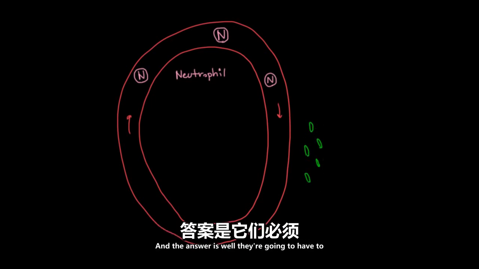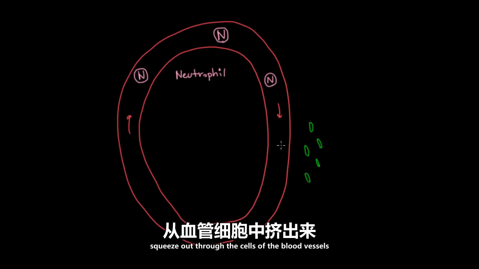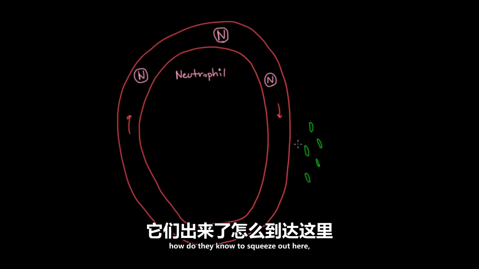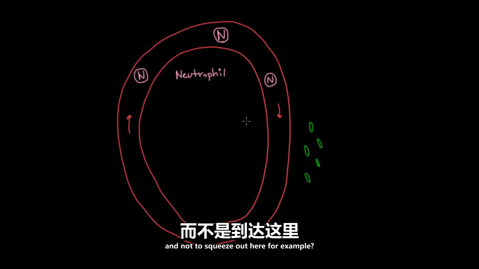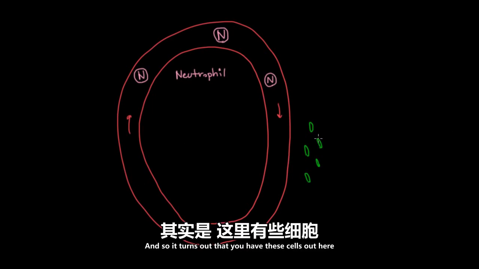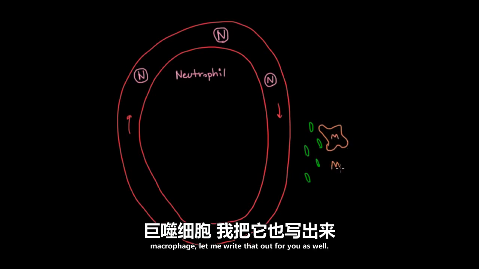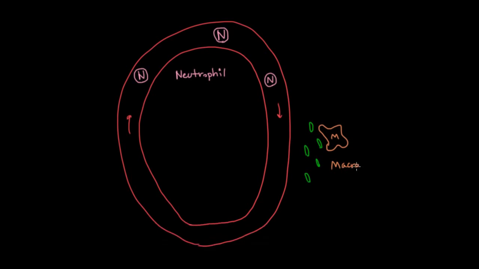And the answer is, well, they're going to have to squeeze out through the cells of the blood vessels to get to this tissue. But the follow-up question to that is, how do they know to squeeze out here and not to squeeze out here, for example? And so it turns out that you have these cells out here called macrophages, which I hope you've heard of by now. Macrophage, let me write that out for you as well.